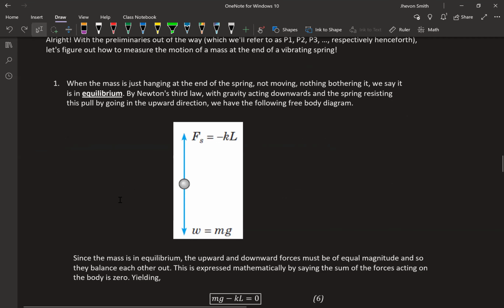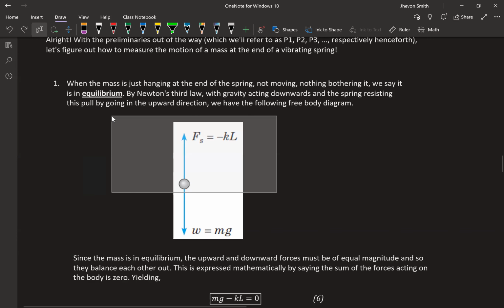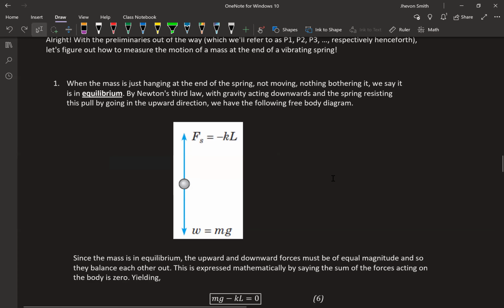All right, so those are our preliminaries. Let's actually move on to how we're going to figure out this application. So this ball right here just represents the mass at the end of the spring. The weight that is pulling down is the force that's pulling down. That is W equals mg. And again, the spring is going to have an equal and opposite reaction of Fs. That is measured by Hooke's law.